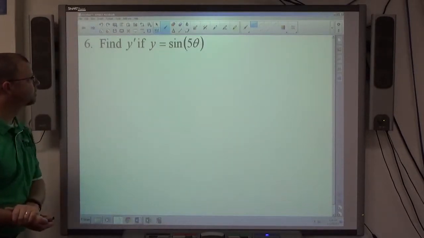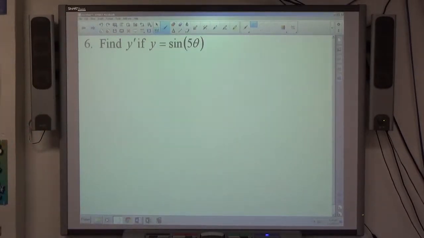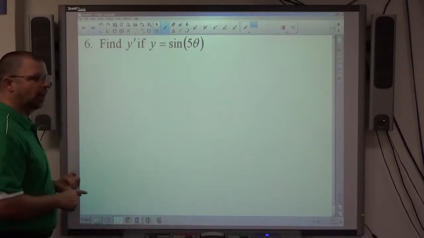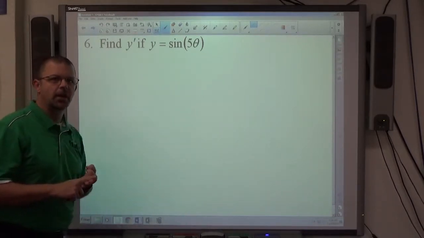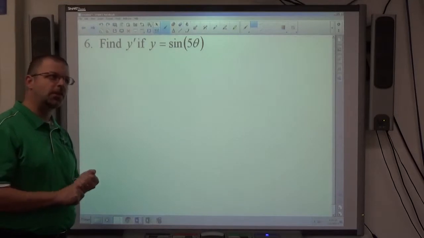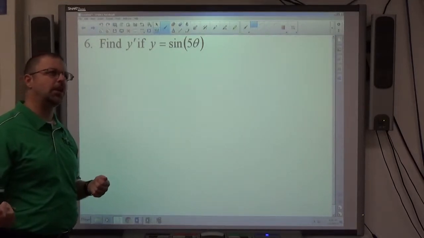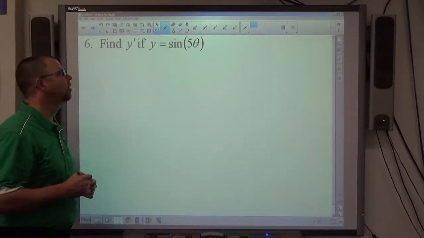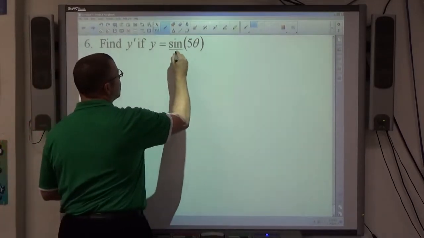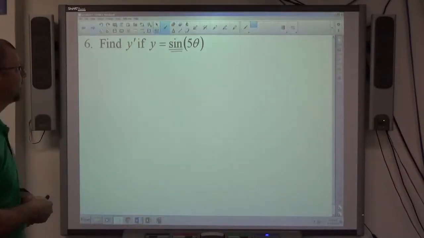Number 6, y equals sine of 5 theta. Know your 6 trig derivatives. Sine is cosine, cosine negative sine, tangent secant squared, cotangent negative cosecant squared, secant is secant tangent, and cosecant negative cosecant cotangent. This is a sine function. It doesn't have to be a sine function on the test. It's sine of stuff. It's not sine of a letter.